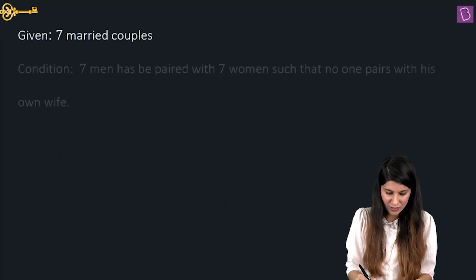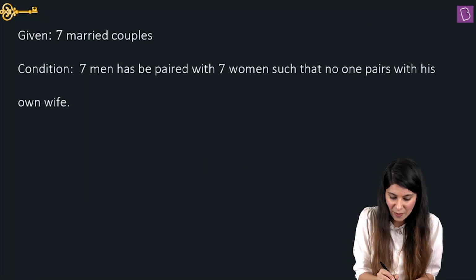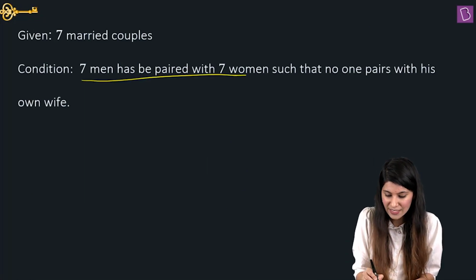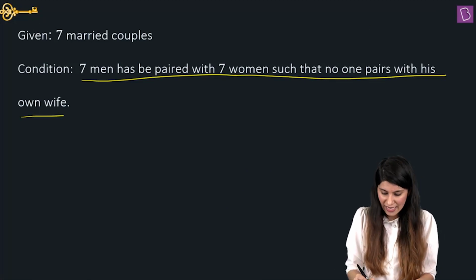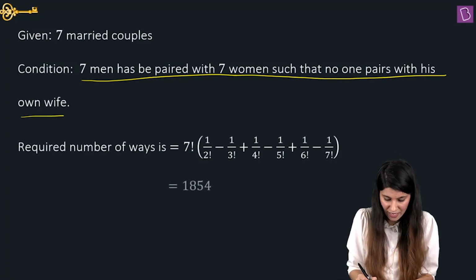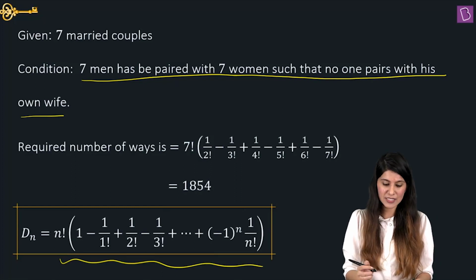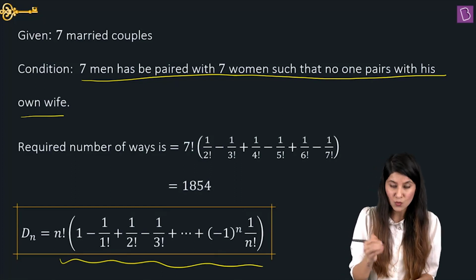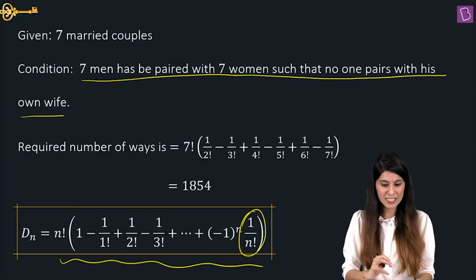Let's recall the formula. 7 married couples are there in this particular question, and the condition is 7 men have to be paired with 7 women such that no one pairs with his own wife. Right? And that D7 we can calculate by which formula? This formula, which is Dn equals n factorial, bracket open, 1 minus 1 by 1 factorial plus 1 by 2 factorial minus 1 by 3 factorial, all the way up to 1 by n factorial with respective sign.